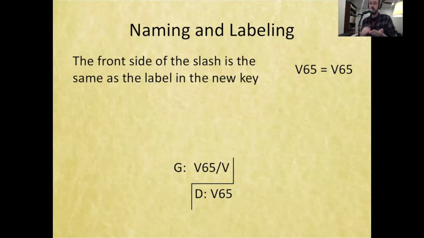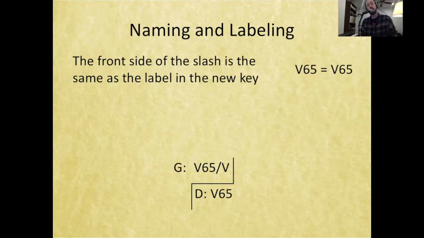The front side of the slash is going to be the exact same as the label we give this chord in the new key. Here in the key of G major, the old key, you can see we've called it 565 of 5. The front side of that slash, 565, is the same as how we're going to label it in the new key. So 565 is always a 565, right? The inversion part should be simple.